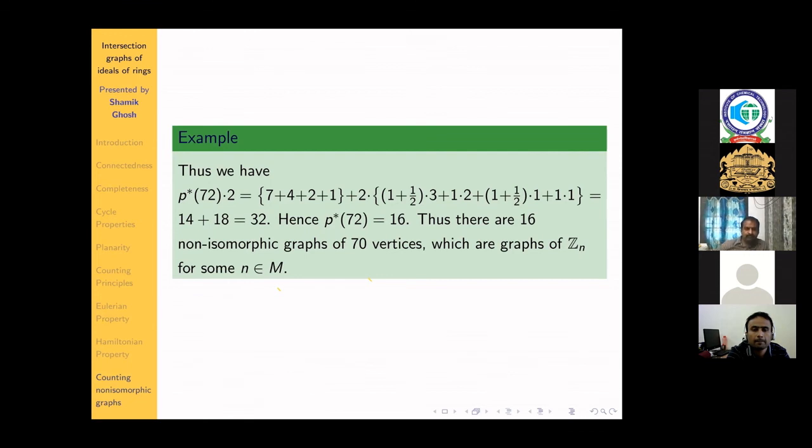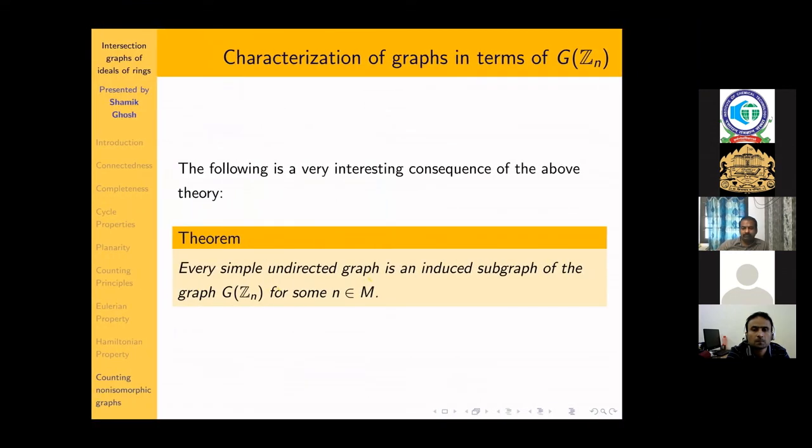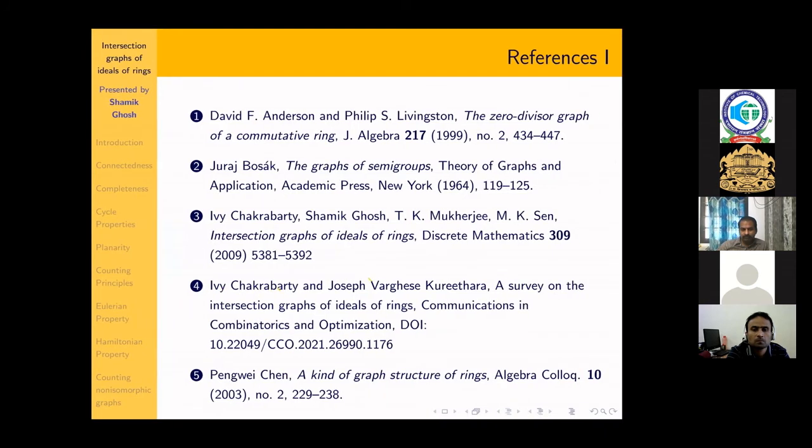So that is the last. That is the end of this talk. And we have the references. In the third reference, you see the initial paper of 2009. And after that, in these 12 years, there are a lot of papers, hundreds of papers, on intersection graphs of ideals of rings.